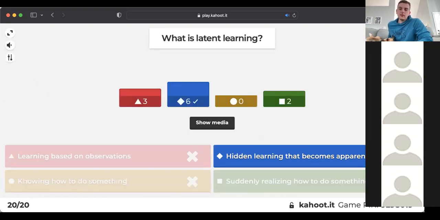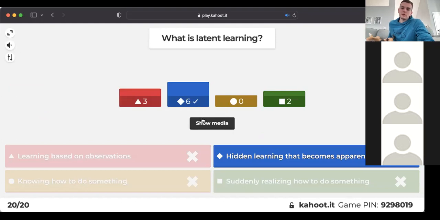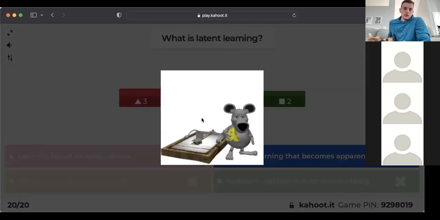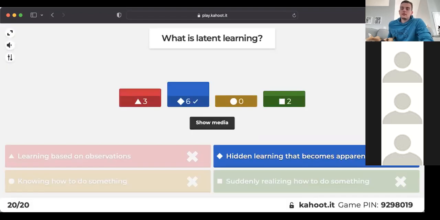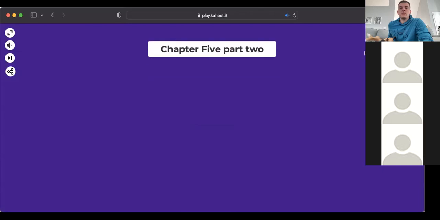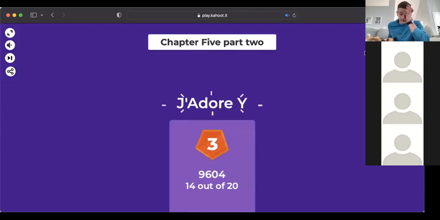Latent learning is hidden learning that becomes apparent. So we talked about observational learning. We talked about observing behaviors that maybe you never exhibit, but then all of a sudden, hey, I didn't know I knew how to do that, but I did. So that is hidden learning that becomes apparent, which we sometimes learn from our parents or other authority figures in our life.